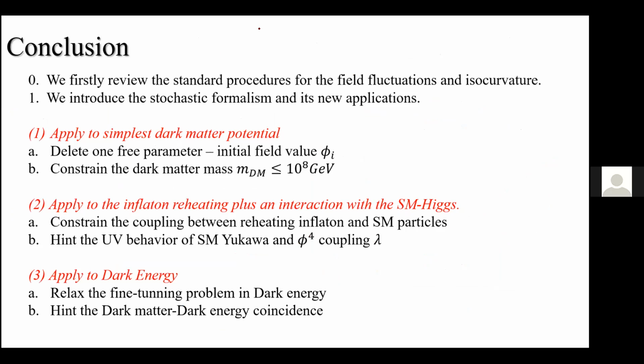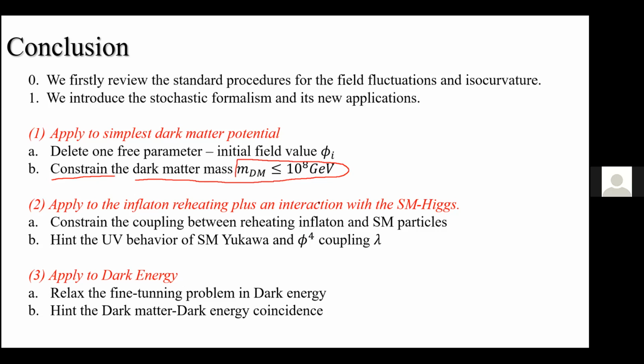If there are no questions, let me go to the conclusion. We first reviewed the standard procedures for field fluctuation and isocurvature. Then we introduced the stochastic formalism and compared it with the previous case. Then we gave three new applications from the last two years. The first one is applying it to a simple dark matter potential, where we only consider m squared phi squared over 2. This approach basically deletes one free parameter, which is the initial field value. It can also be applied to, for example, axion potentials and some popular scalar models. In the first example, we constrain the dark matter mass to this range.